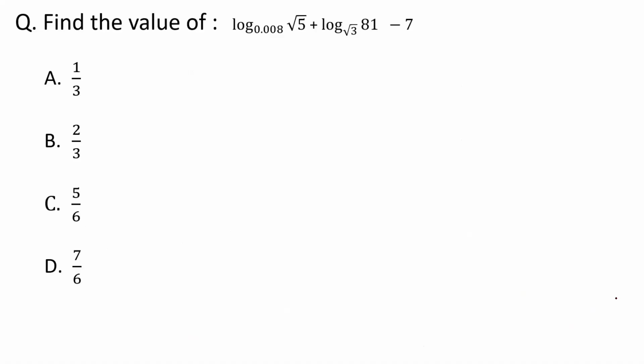Find the value of log of root 5 to the base 0.008 plus log of 81 to the base root 3 minus 7. The options are given to you. You can again just pause the video and check this question and try out solving it. And then you can resume to look at the solution. All right, guys. Now the challenge here is to identify the relation between the numbers and their bases.